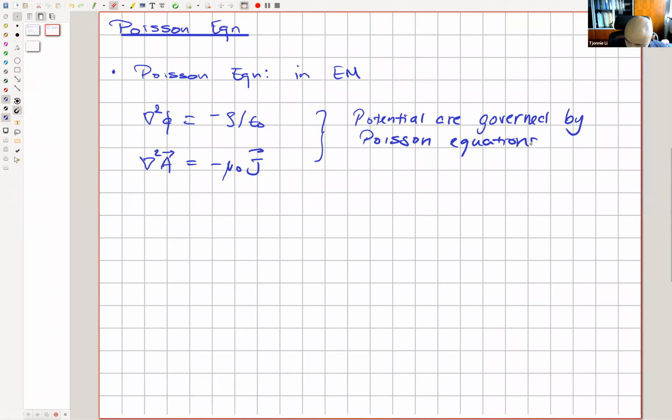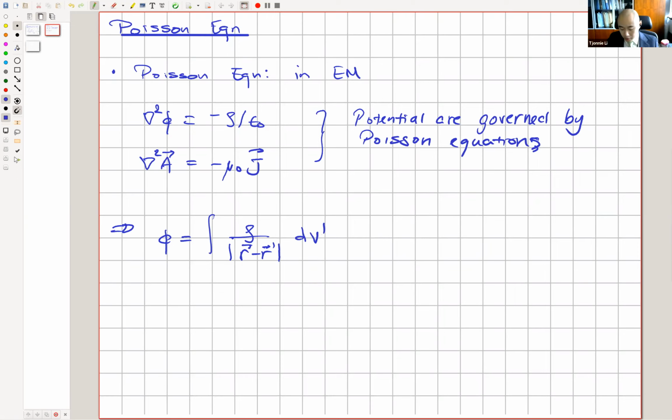Okay, governed by Poisson equations. And so we've actually seen, and this is something that I've merely put there, that the solutions are of the following form. We have the integral of rho, the charge density, and then we have r minus r prime d r prime.